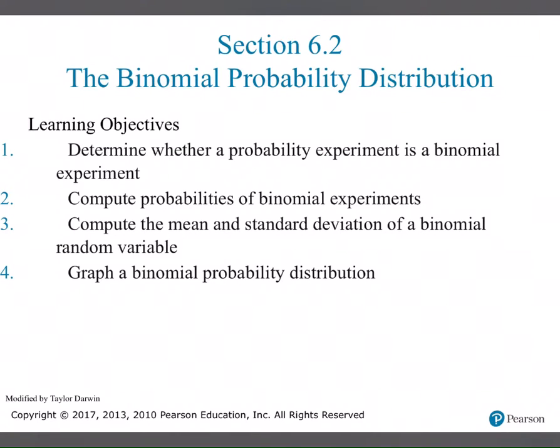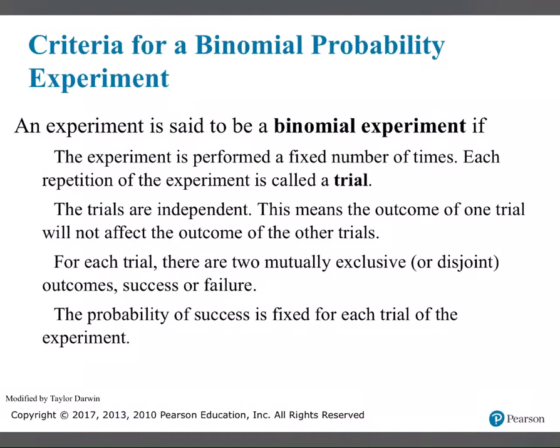6.2 talks about binomial probability distributions. So the first thing we need to learn is how to even figure out if it is a binomial experiment. Then compute the probabilities of binomial experiments, then find the mean and standard deviation of a binomial experiment. So you've basically got a couple expectations to meet if you want what you're doing to be a binomial experiment.